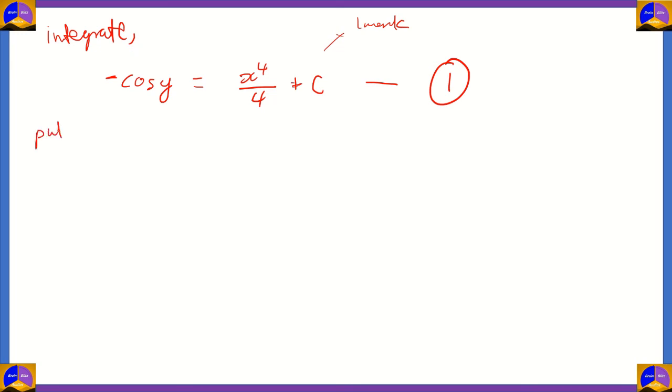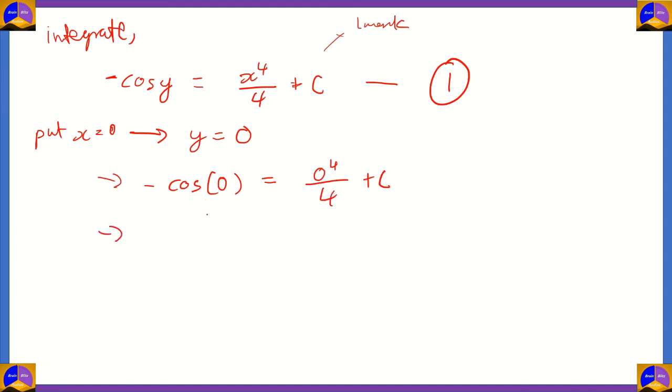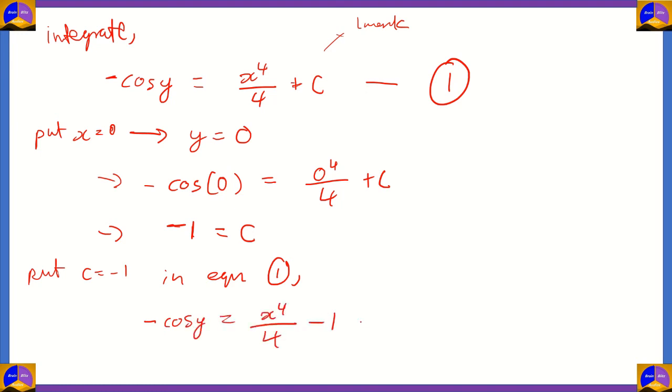Now what we're going to do is put x equals 0. So that means y will also have to be equal to 0. So at this stage, it becomes minus cos of 0 equals 0 raised to 4 divided by 4 plus c. Cos 0 is equal to 1, and the right hand side will be equal to just c. So c is equal to minus 1. Now we'll put c equals minus 1 in equation number 1. That will make it minus cos y equal to x raised to 4 divided by 4 minus 1.